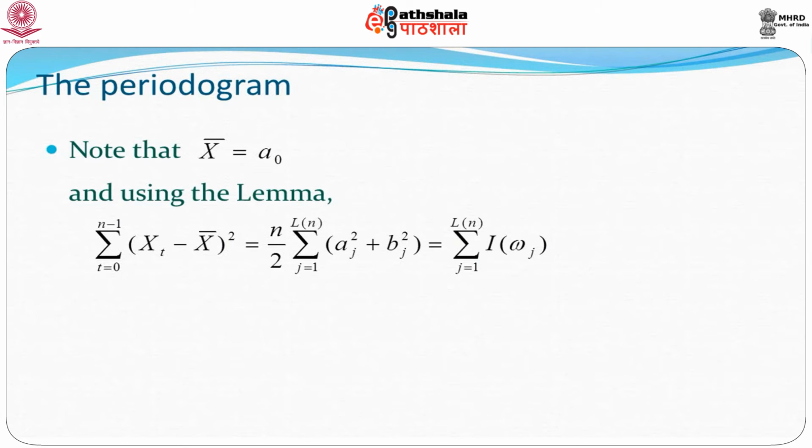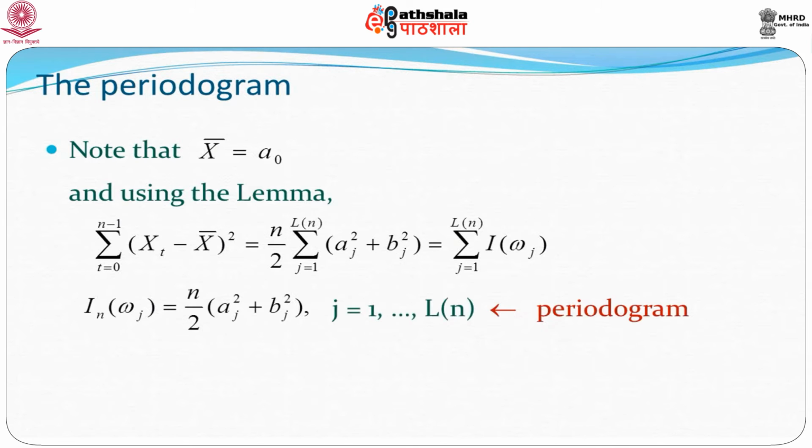n/2 times the summation for j equal to 1 to [n/2] of a_j squared plus b_j squared, and we will call this (n/2)(a_j squared plus b_j squared) as I(ω_j), or I_n(ω_j) at times. This is basically the sum of these I_n(ω_j)'s. We refer to these I_n(ω_j) for j equal to 1 to [n/2] as the periodogram.